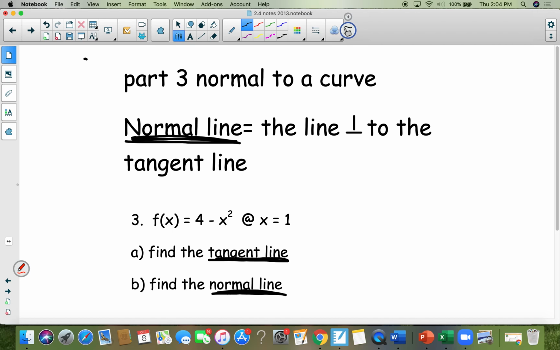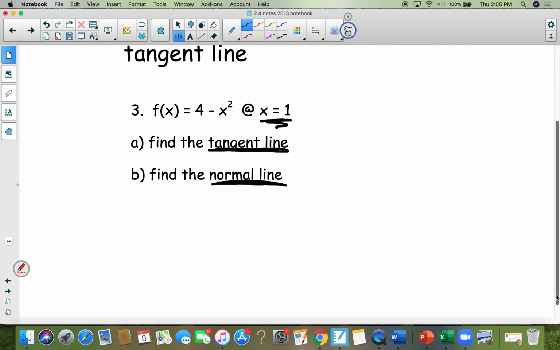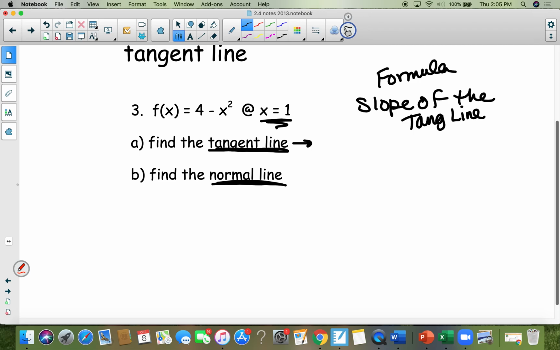And these are getting a little bit tougher. We have 4 minus x squared. And now I'm specifically telling you where. It's not just x equals a. I'm telling you it's x equals 1, finally. Ready to go? So here we go. You're supposed to find the tangent line. So in order to do that, we need to find the slope of the tangent line. We need to find a formula to find the slope of the tangent line, correct?